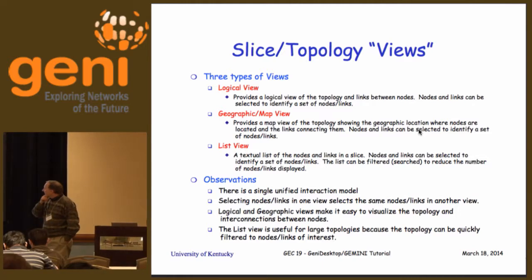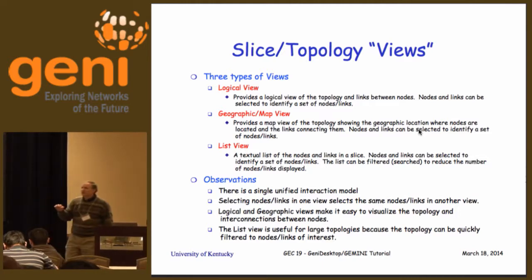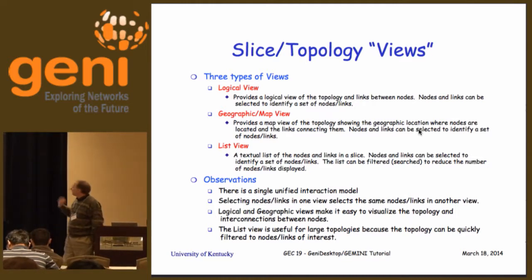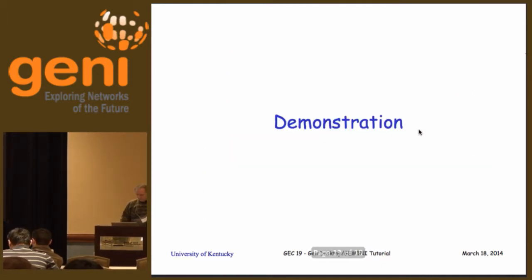All right, so again, the unifying theme is that regardless of which of these views you're looking at your system, if you click on a node in the map view, it would also be highlighted in your topology view or in your list view. In any one of them, you can select multiple nodes and apply an operation. So it's really modeled, again, after a file browser.